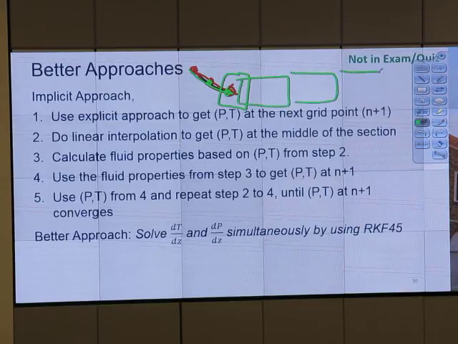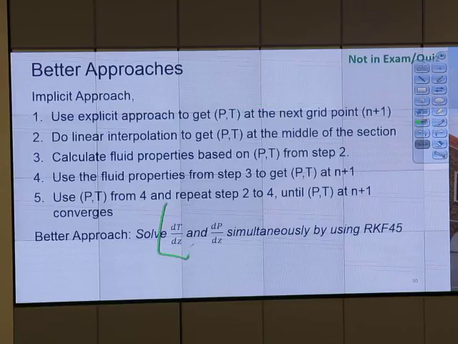Next section. So this means you use the temperature at the middle, or the fluid property at the middle, to calculate the profile in that section. Okay? It's still not the best. If you want to do better, you can solve dT/dz and dP/dz simultaneously, using some numerical method. Okay? That's not covered in this class.